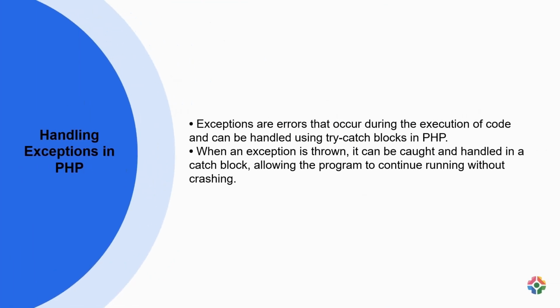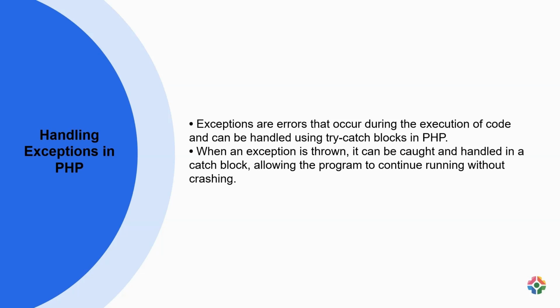Exceptions in PHP are errors that arise during code execution. They are managed using try-catch blocks. When an exception is encountered, the program jumps to the nearest catch block that matches the exception type. This mechanism prevents the program from abruptly terminating.